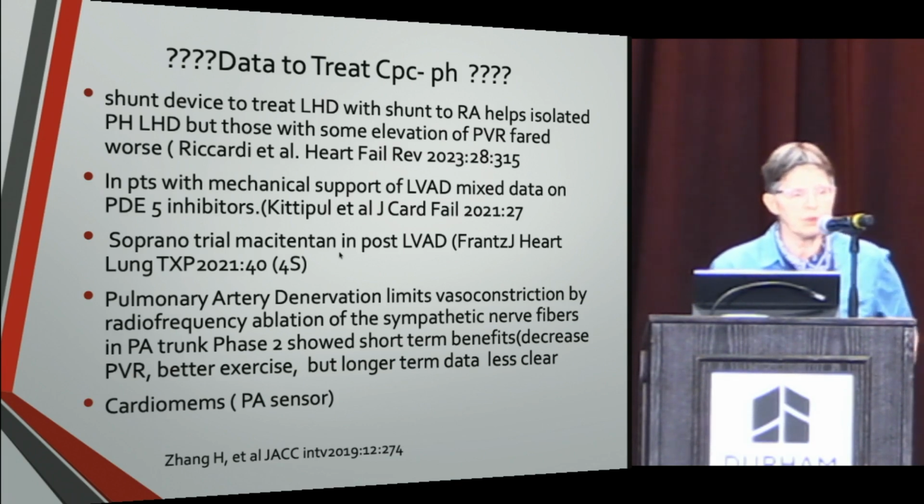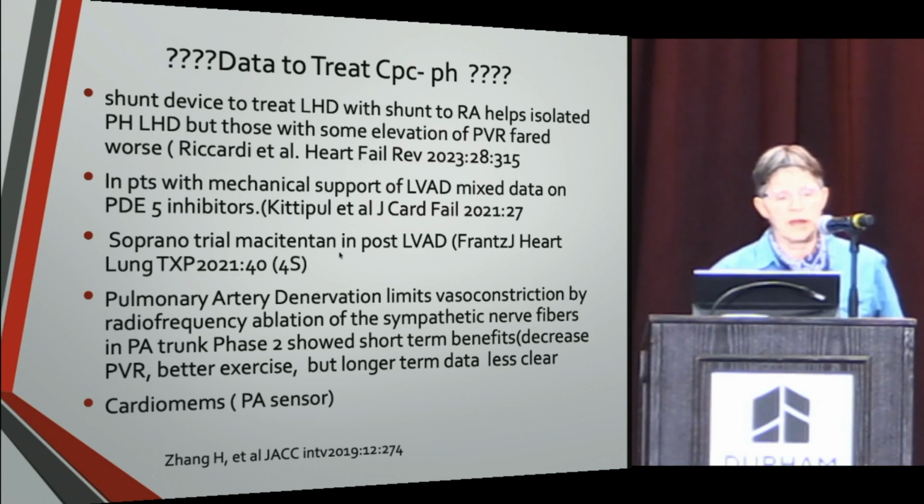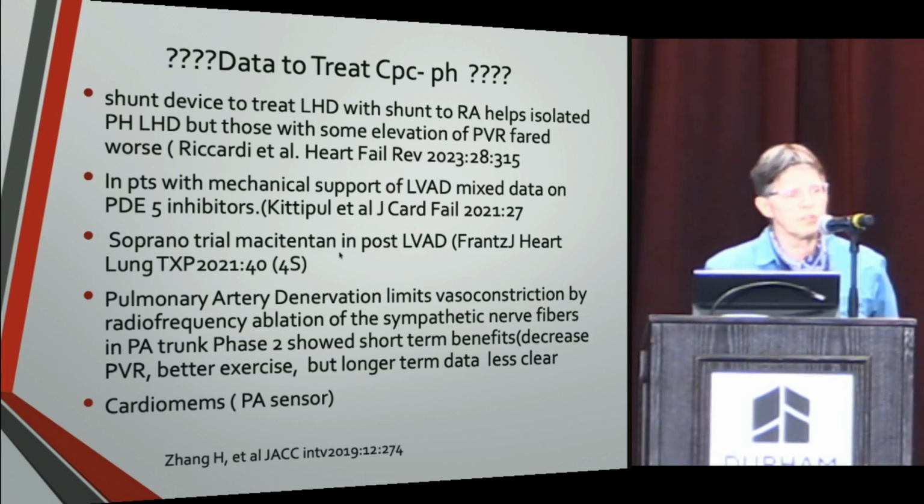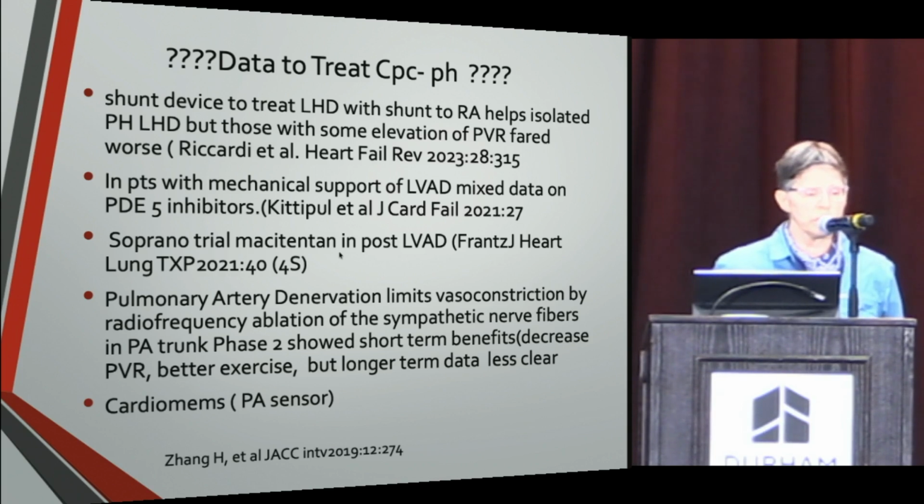What is the data for this? The data is very difficult to read. People have tried shunts in left heart failure to try to unload that. In some of those people, there was some small degree of pulmonary hypertension or exercise-induced pulmonary hypertension, and those people didn't fare well with that, so we have to be careful. There are some data using things in people who are now supported, right? We've put them on an LVAD, and now we've unloaded the left heart, so we can worry a little bit less about whether we're going to make them worse.